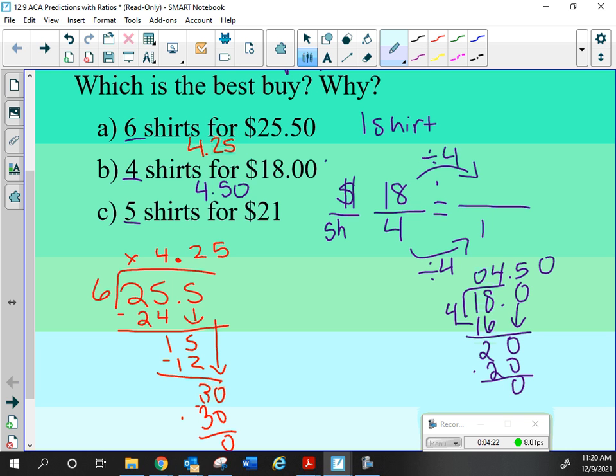Okay, so right now, just looking at those two, which one's the better buy? A right now is the better buy. I'm going to go ahead and eliminate B because I already know A is better.